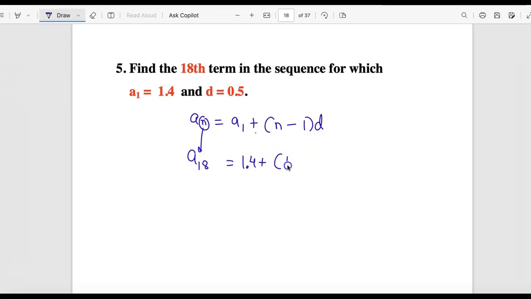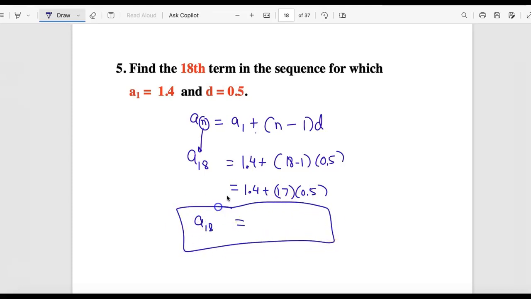So what is the n? N is your 18 minus 1, that's your 17, and that's your 0.5. So what you can do is you can just do this on your own. This is your 17 times 0.5. Simplify this, and I will not do this problem for you. Final thing, you can just find your answer. Okay, go ahead and do this on your own.